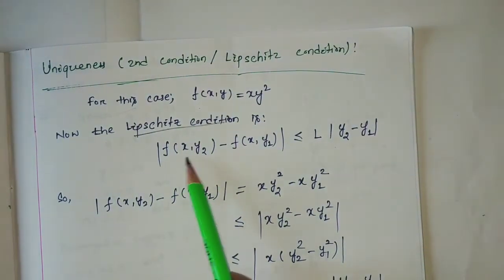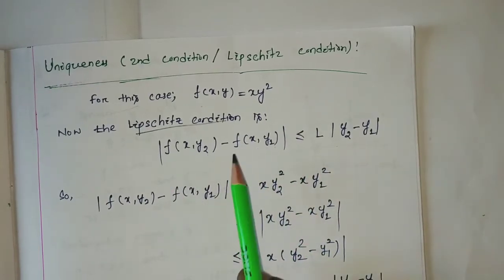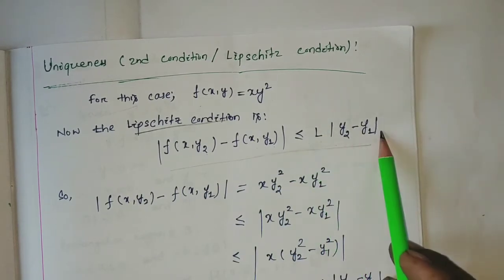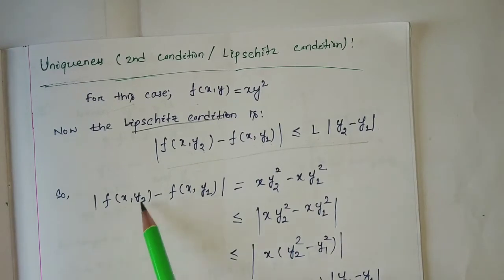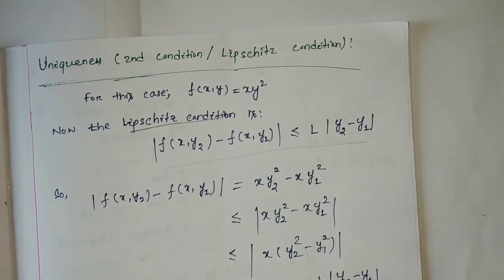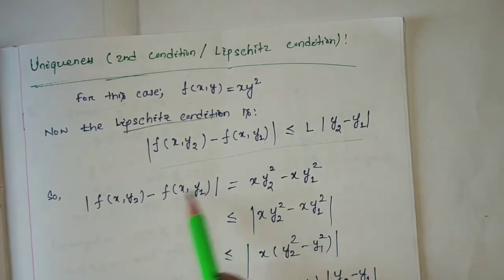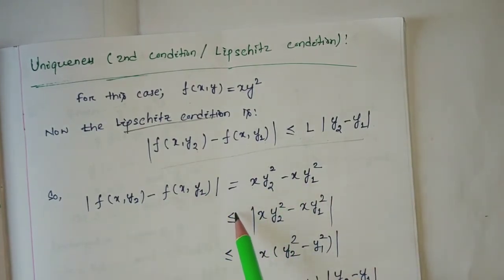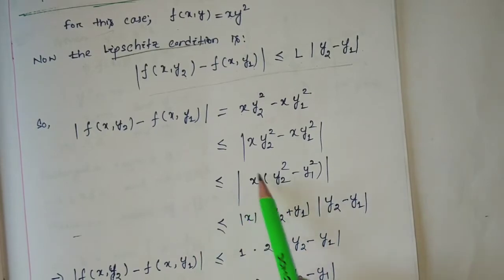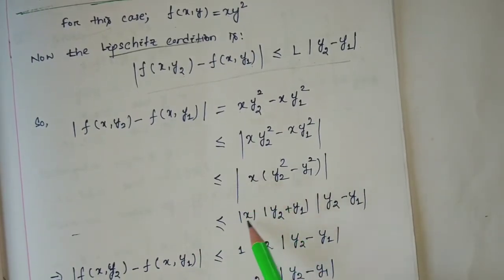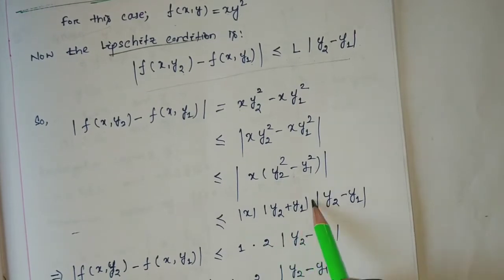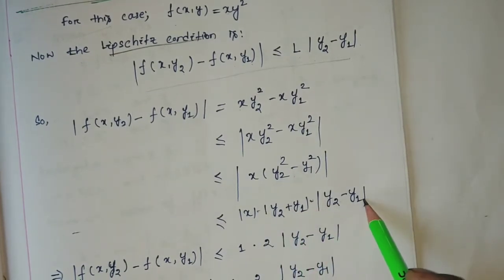Lipschitz condition means we consider |f(x,y2) - f(x,y1)|, and this should be less than or equal to some constant times |y2 - y1|. Now we check here. f(x,y2) - f(x,y1) equals xy2² - xy1². Taking x common, |x||y2² - y1²|, since x is real, |x| is taken outside. This will be (y2 - y1)(y2 + y1), so separately it can be written as |y2 + y1| |y2 - y1|, no problem, right?